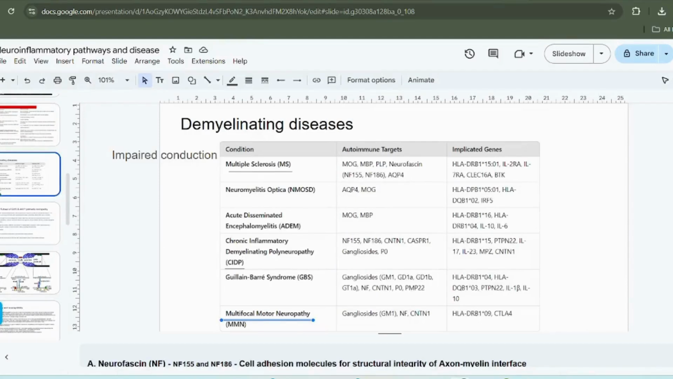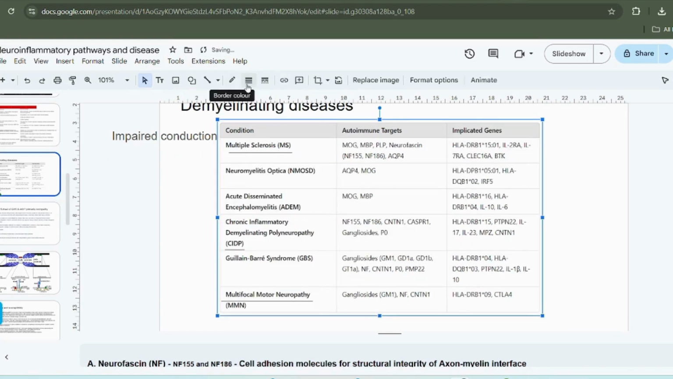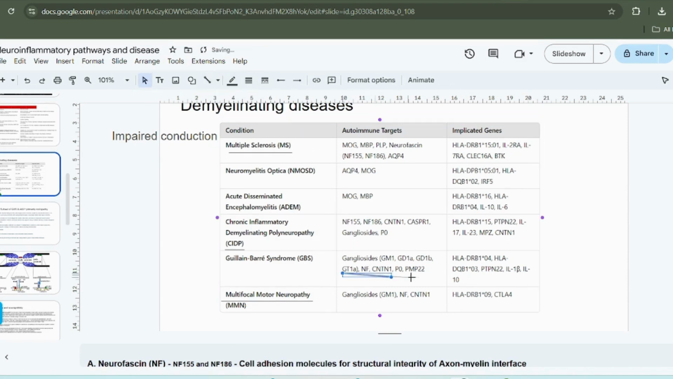Gangliosides are glycosphingolipids present in the neural membrane, playing a role in cell signaling and membrane stability. These have four types, GM1, GD1a, GD1b, and GT1a, which are common targets in Guillain-Barré syndrome, CIDP, and MMN, with anti-GM1 antibodies predominantly associated with AMAN, a subtype of GBS, and MMN, leading to axonal damage. The GM1 synthase, an enzyme involved in ganglioside biosynthesis, and its polymorphisms may affect ganglioside expression and susceptibility to autoimmune attacks.